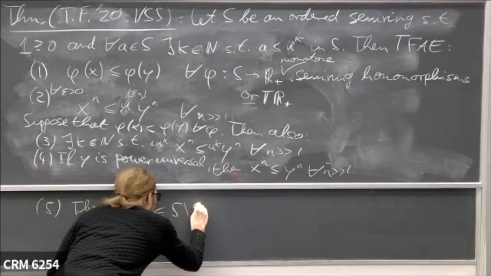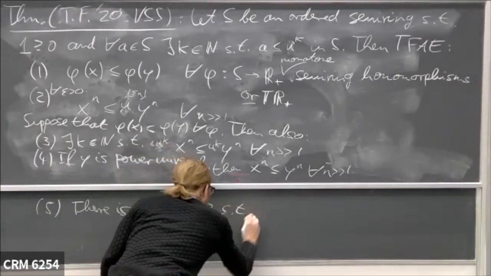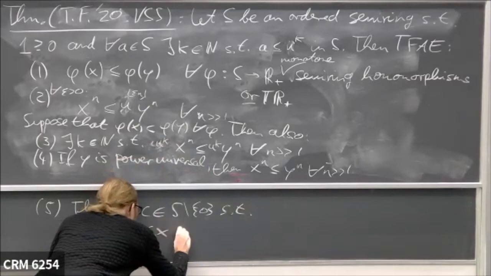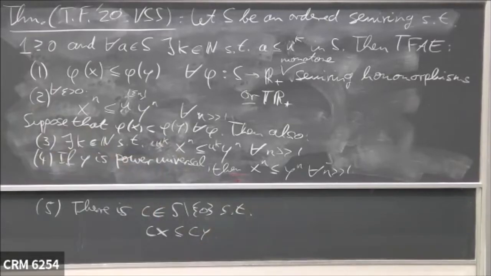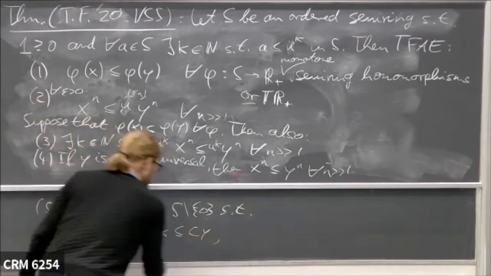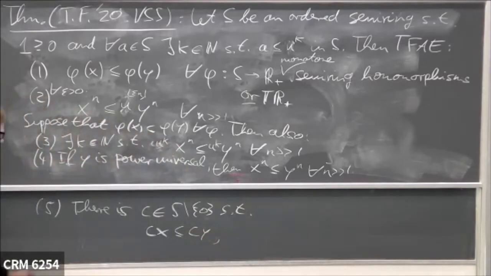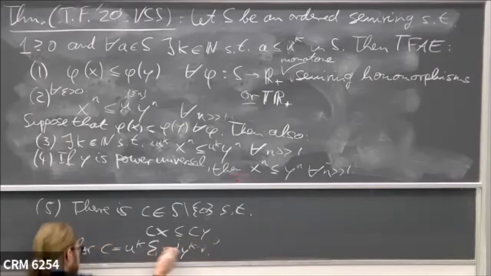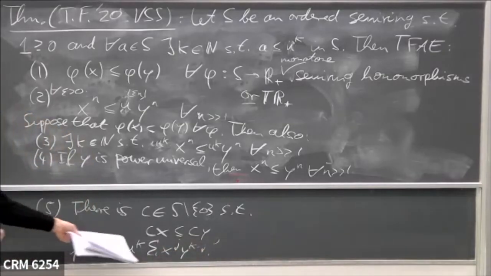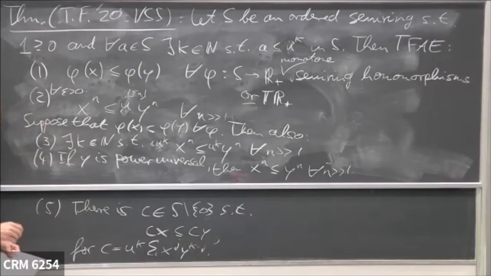So this would be a catalyst such that Cx is less than or equal to Cy. And we can even write down a very concrete form of this, namely for some C that is of the form u to the k, and also some x to the j, y to the k minus j. So some sort of very concrete form, but maybe I'm kind of out of time now.